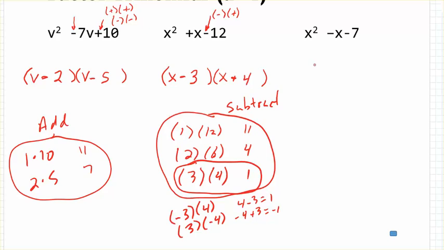Now the last one, we can again set up our binomial. We know it's going to be x times x. We know to get a negative here, we have to do a negative and a positive. So we know that we're going to be subtracting to get that middle term. Well, there's only one way to get a 7, and that's 1 times 7. And if we subtract these, we're going to get 6. Well, that's not the middle term. So this particular problem, you can't factor it. So the correct answer here is prime.